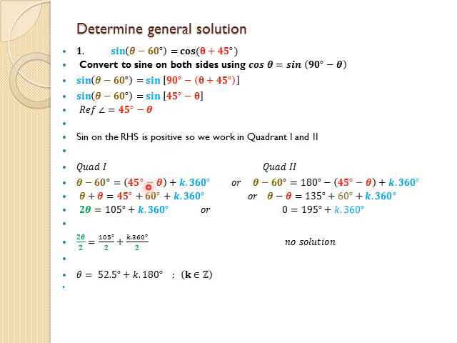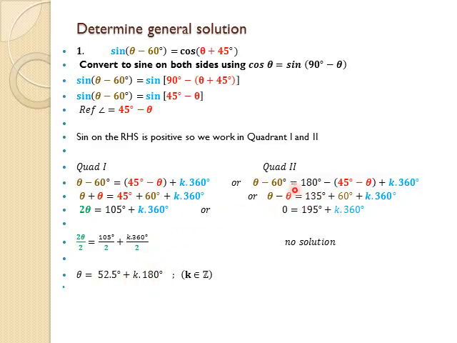So if I simplify here, negative theta, if I take it over, becomes plus theta. Negative 60, if I bring it over, becomes plus 60. So 45 plus 60 gives me 105, and there I have k times 360. That stays. And theta plus theta is 2 theta. I want to solve for theta, so I'm going to divide by 2 right through. 105 divided by 2, k times 360 divided by 2, that gives me 52.5 plus k times 180.